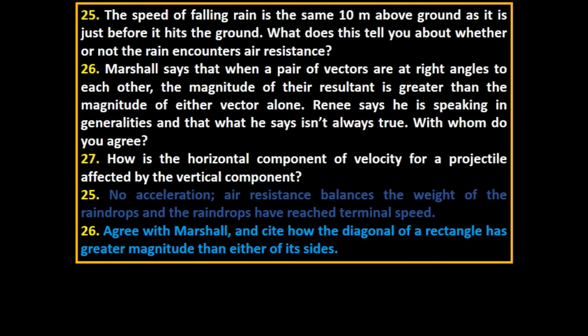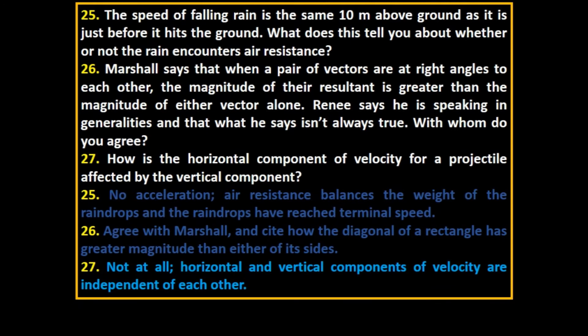How is the horizontal component of velocity for a projectile affected by the vertical component? Well, it is not affected. They are independent of one another. That's exactly what I said. Not at all. Horizontal and vertical components of velocity are independent of each other.